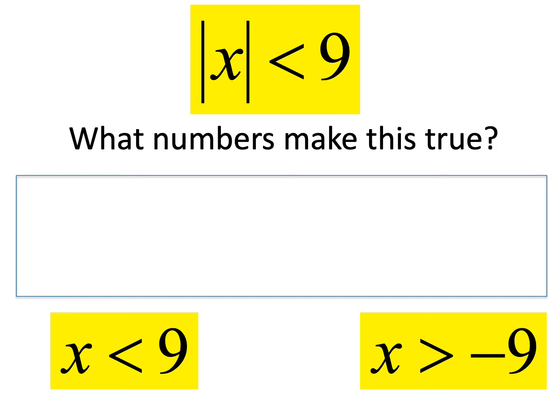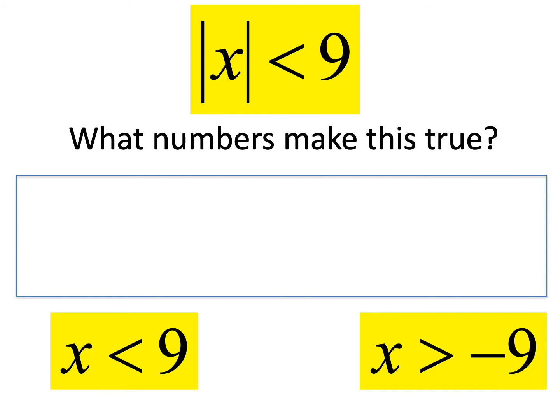I want you to take a look at that because this is one of the steps involved. When you get the absolute value by itself, you write it without the absolute value. You flip the inequality and you write a negative on the other side. That will be our two possible answers. So what numbers make this true? Any number smaller than 9, any number bigger than negative 9.